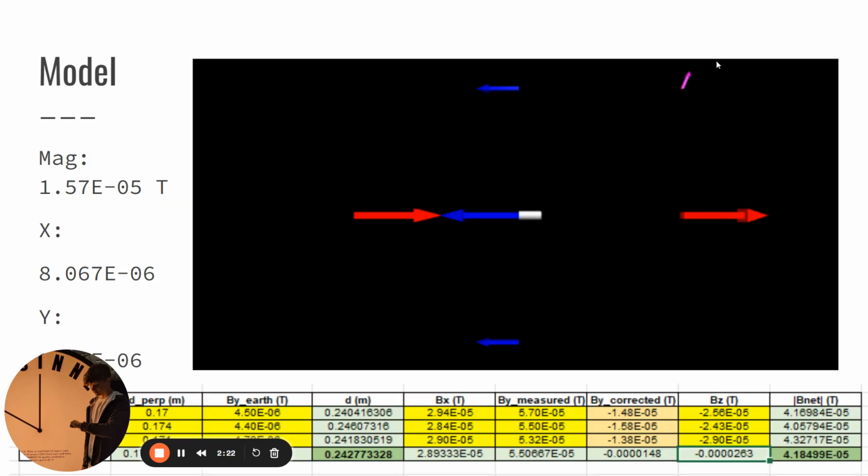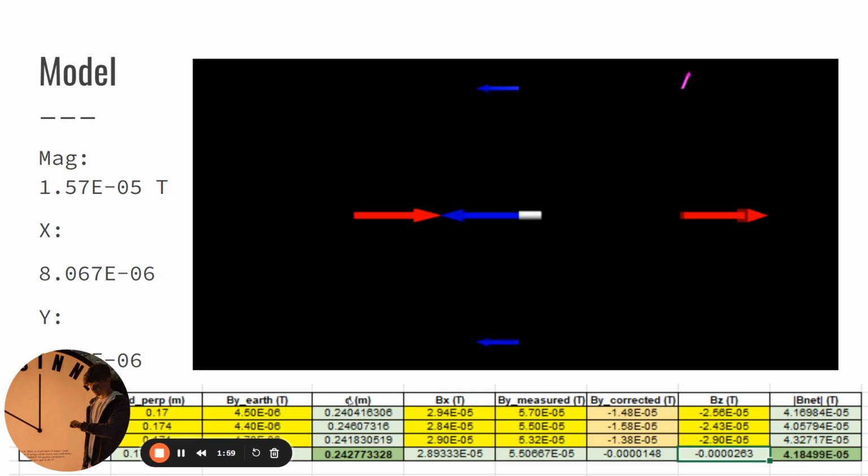Looking at the model, the overall magnitude was found to be 1.57 times 10 to the negative 10 teslas. The x component was 8.06 times 10 to the negative 6, and the y component was 2.6 times 10 to the negative 6. This was in comparison to our observed values, which are below in that spreadsheet.